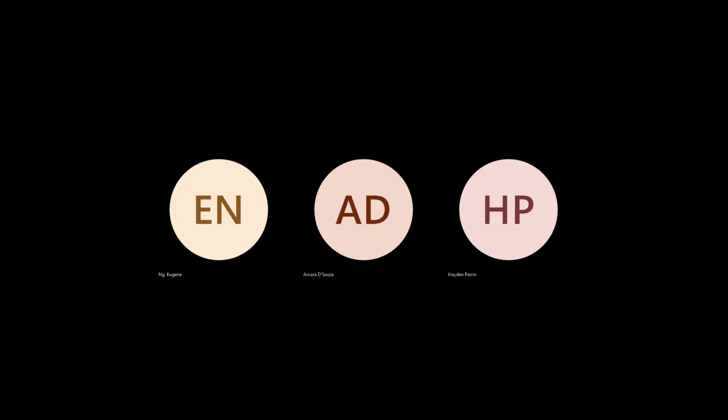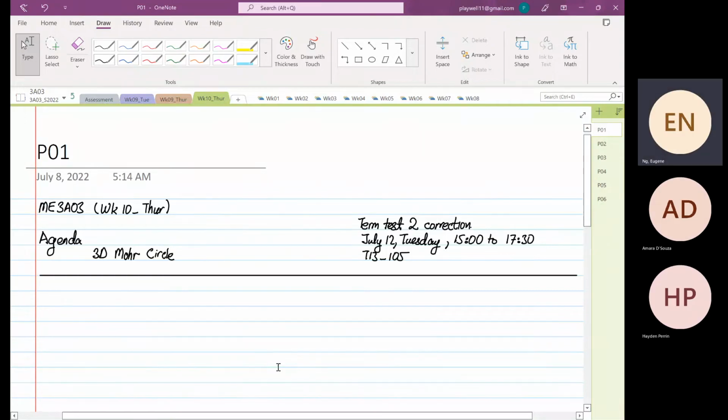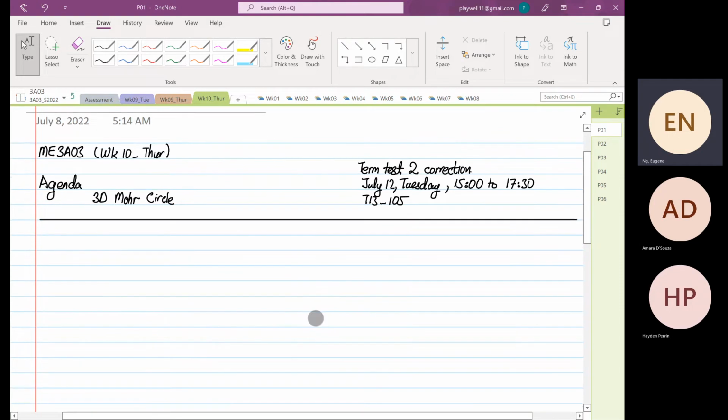Week 10, Thursday, and today we're going to do 3D Mohr circle. I've shown an example of 3D Mohr circle before, but now I'm going to work through another example, and we're going to work on 3 different conditions where the 3D Mohr circle can be drawn. So let's look at 3D Mohr circle.